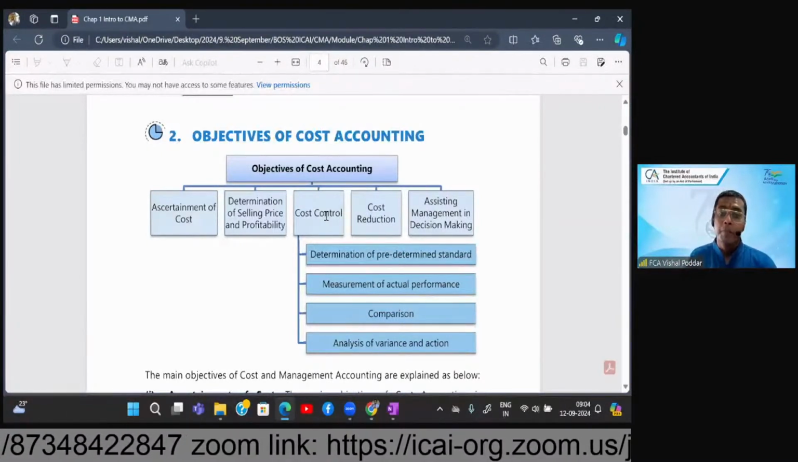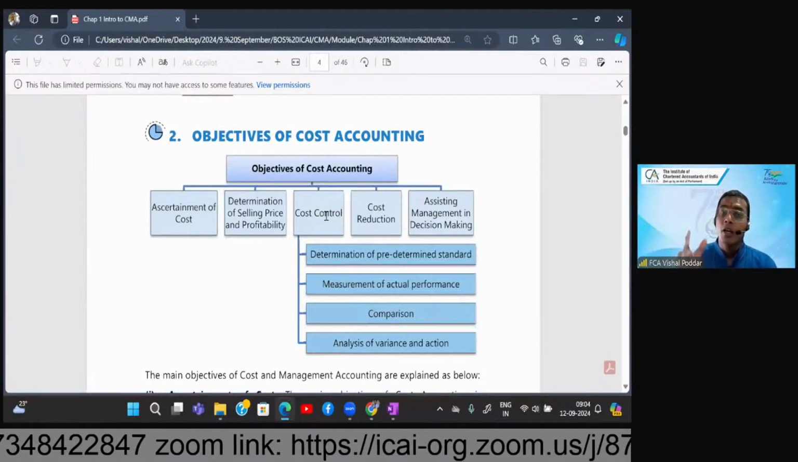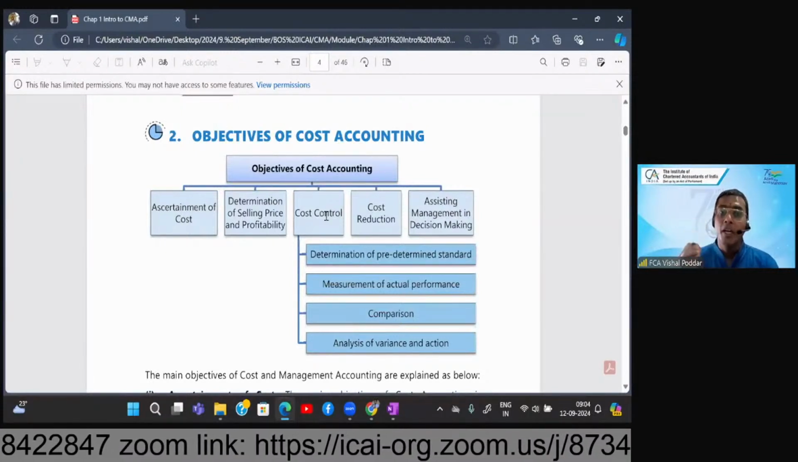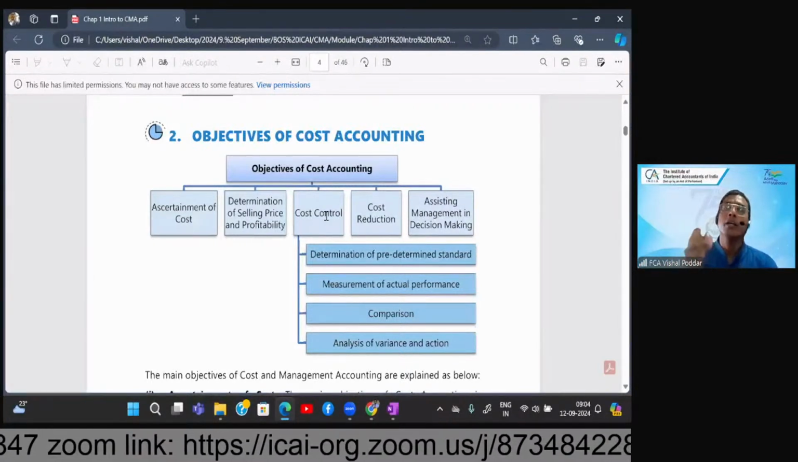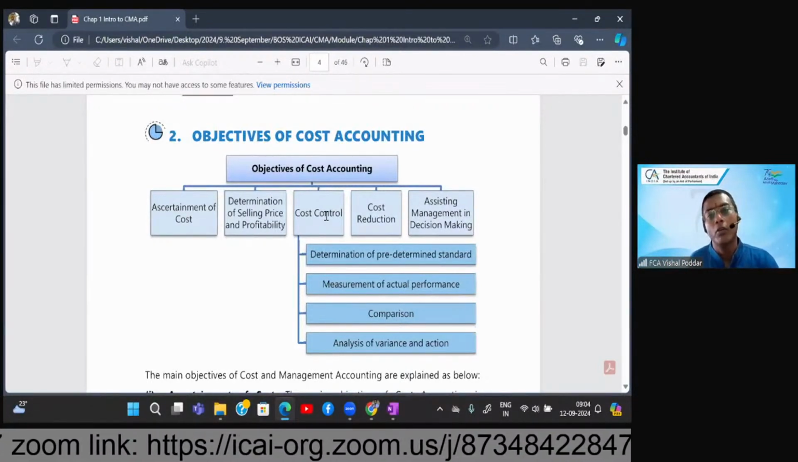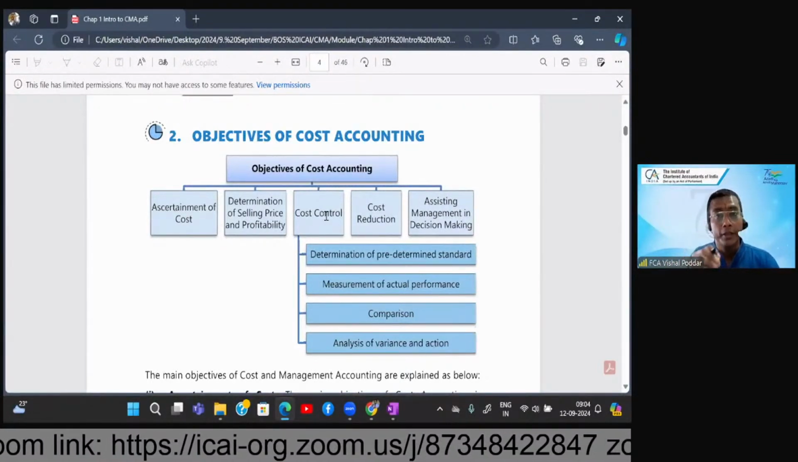That is why cost accounting and management accounting are put as one subject, because management accounting, which is accounting for doing management, requires a lot of data from the cost accounting. And that is why this subject is put together.